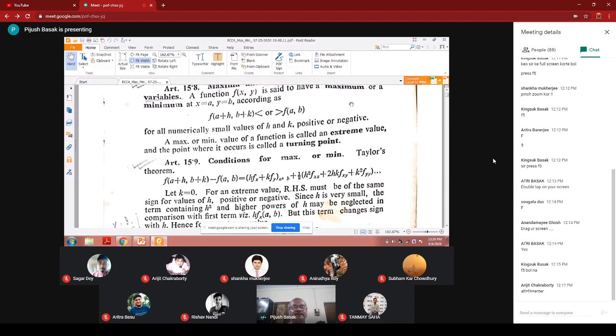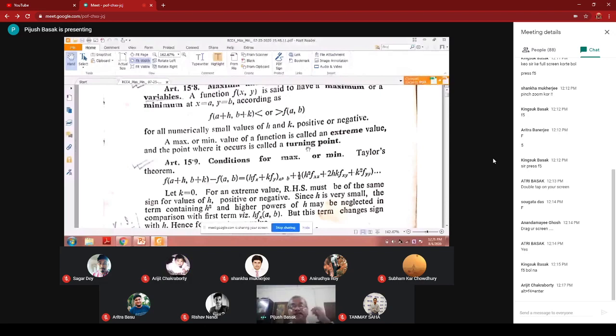If you make a shift in x and y axis, a shift of h and k in x and y axis, so if you see that f of a plus h, b plus k is less than or greater than f of a, b, then some maximum or minimum has occurred. Whether it is maximum or minimum, that is another question. This is some foundation of the turning point. That is, either maximum or minimum will come out.